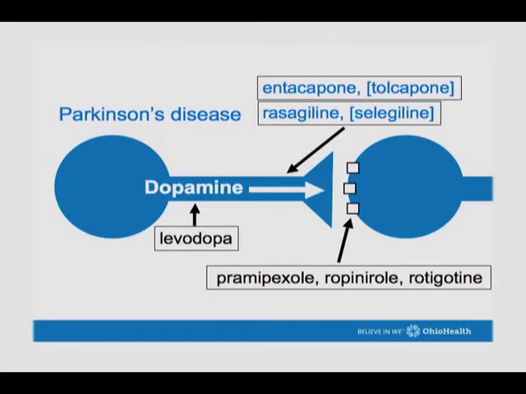And entacapone, rasagiline, tolcapone not used so much, selegiline not used so much, but these agents work on dopamine breakdown mechanisms to keep dopamine around longer, okay? So we can activate the receptors, we can make more dopamine, and we can slow down the breakdown of dopamine. All of these things are kind of building up the dopamine levels, so to speak.